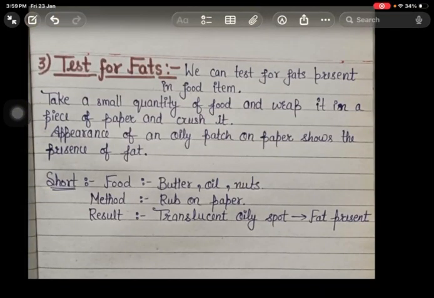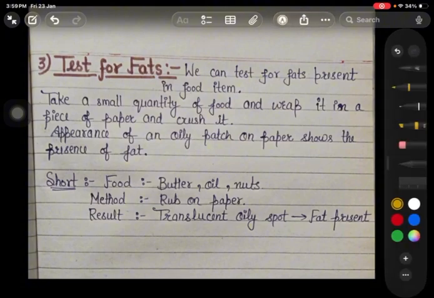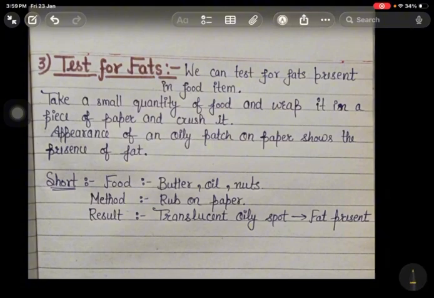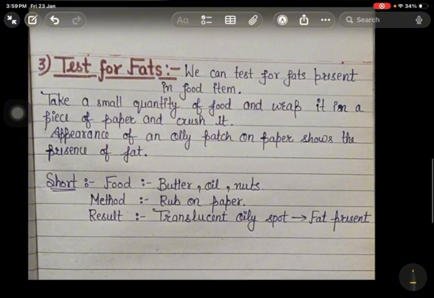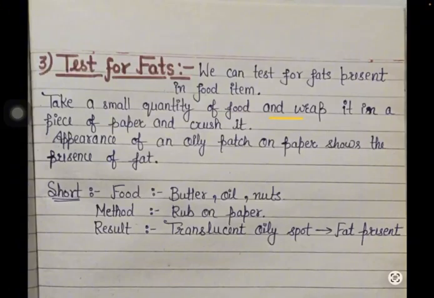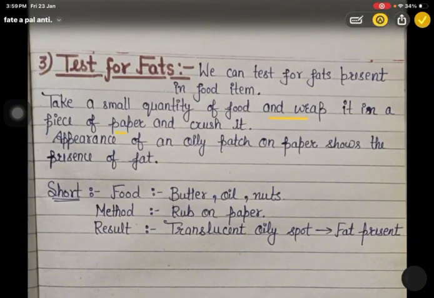fat. This is a very simple and very easy test. You can test for fats present in a food item. Take a small quantity of food and just wrap it in a piece of paper and crush it simply, and the appearance of an oily patch on the paper shows that fat is present. Simply take butter, oil or nuts and rub on a paper.